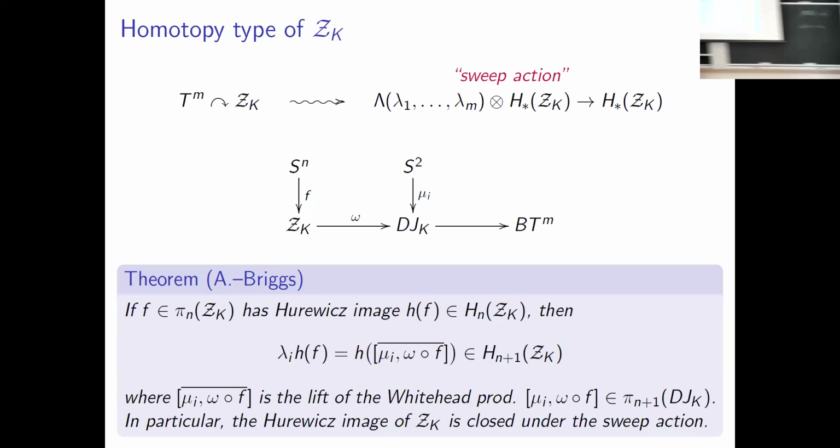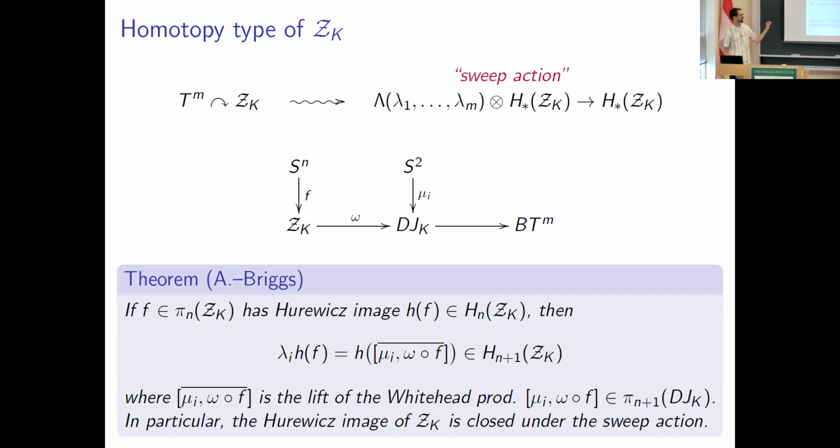And yeah, like you said, this diagram I think has shown up in other places, in a paper of Panov's and Abramyan's in particular, where they're thinking of F as maybe a higher Whitehead product. Consider a similar sort of argument like this. Okay, and the corollary is just that the Hurevich image is closed under the sweep action.